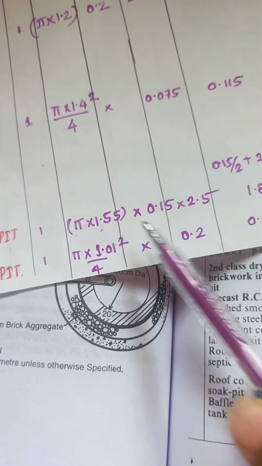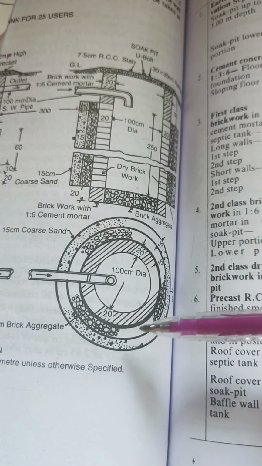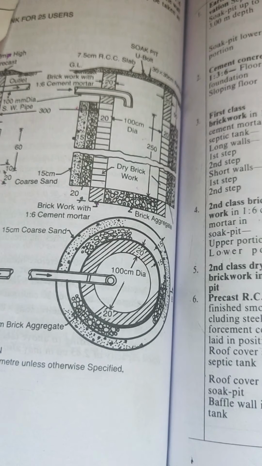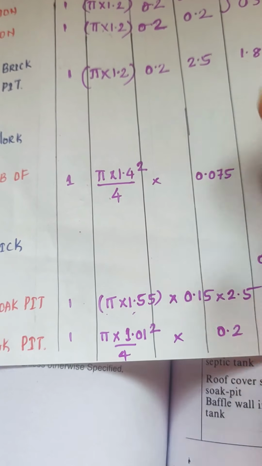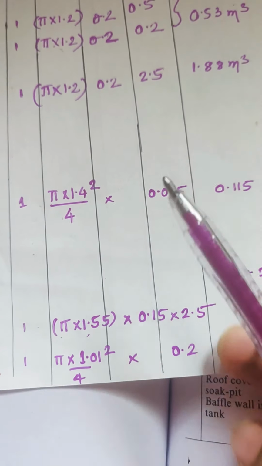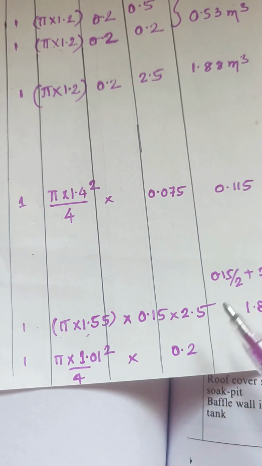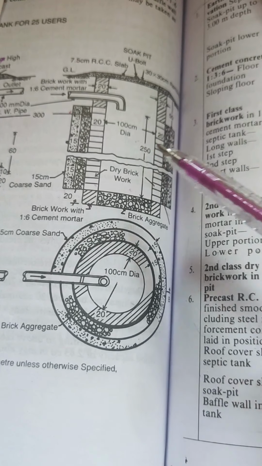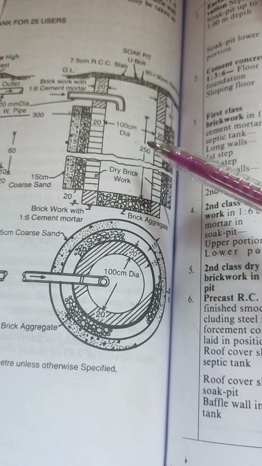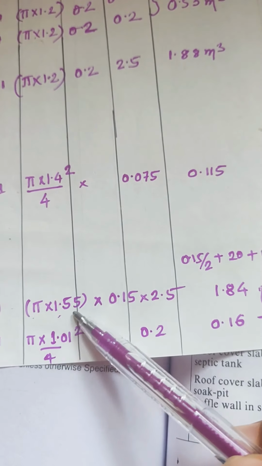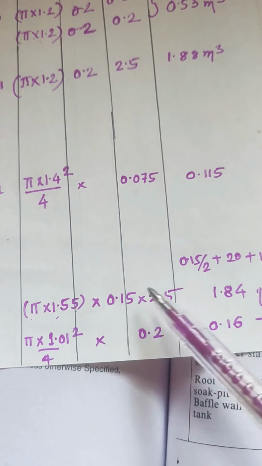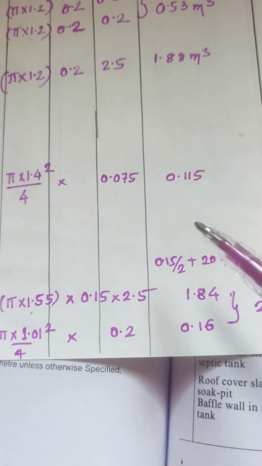So this is pi into 1.55. I have told you the reason. What is the reason? Because it is provided only at this part, so it is taken as pi into 1.55. What is the thickness of that? It is 0.15. And what is the height? Height you see here, it is 250 centimeter, which is 2.5 meter. So pi into 1.55 into thickness into 2.5, you will get the quantity.